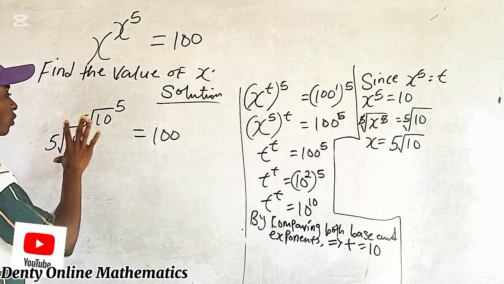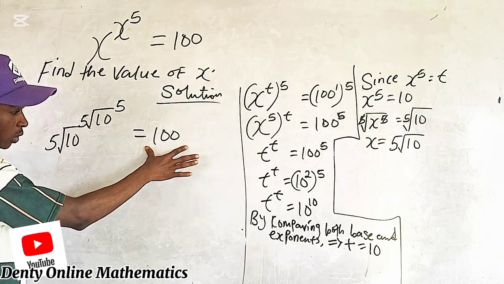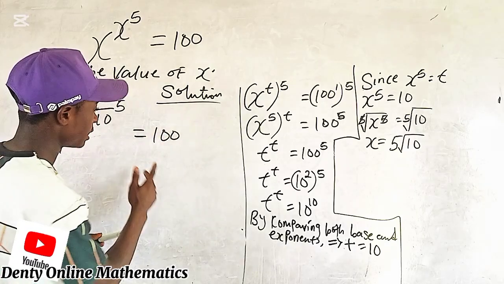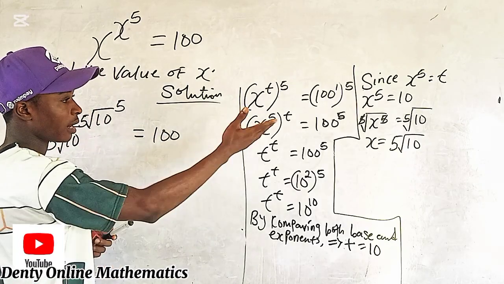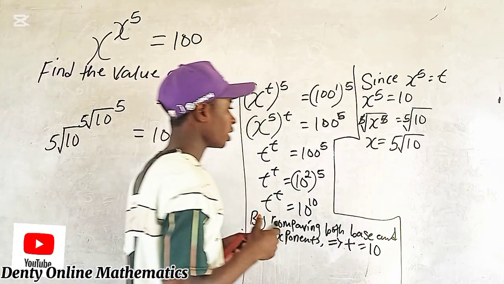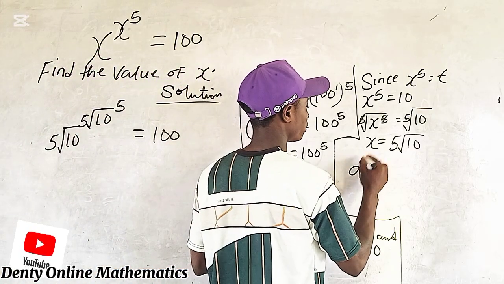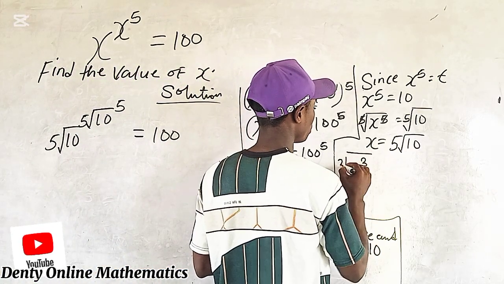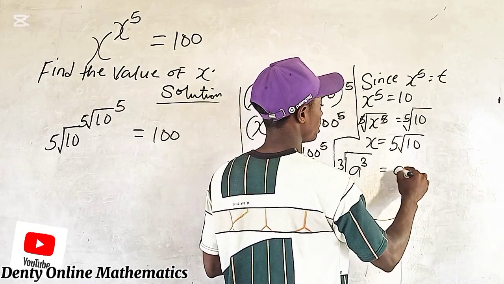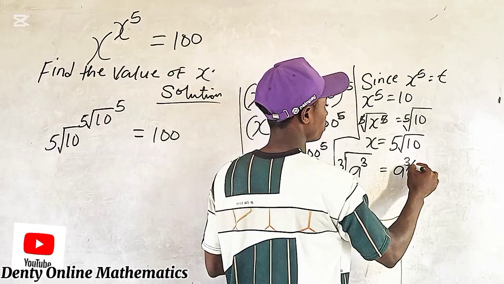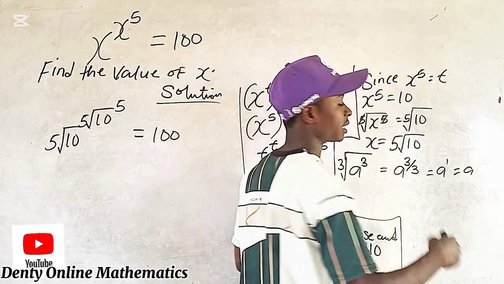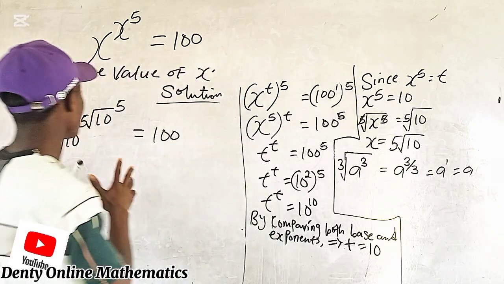Now we are here to prove that this side will be equal to this side. So that means the left hand side will be equal to the right hand side. So we can see whether our answer is correct. Now, this is what we need to know. If we have a raised to the power of 3 and you're taking the cube root of a raised to the power of 3, this is the same as saying a raised to the power of 3 over 3, which is a raised to the power of 1, which is a. So that's what we are going to do here.